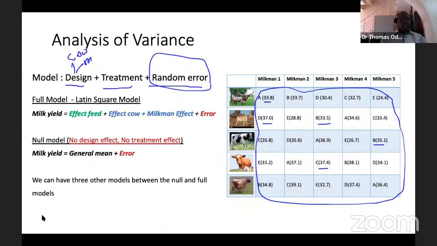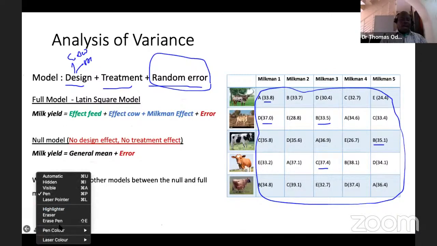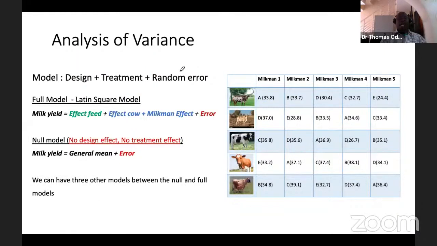Okay. So the next thing, we can now fit very many models here. We can fit what we call a full model. A full model here is our Latin square model, where we have the design effects. The effect of the feed is our treatment. The effect of the cow and the effect of the milkman are part of our design. And then, of course, we have the random error. So this is our full model. We are looking at our milk yield being explained by the effect of the feed that the animal received, the effect of the cow, and then the effect of the milkman.